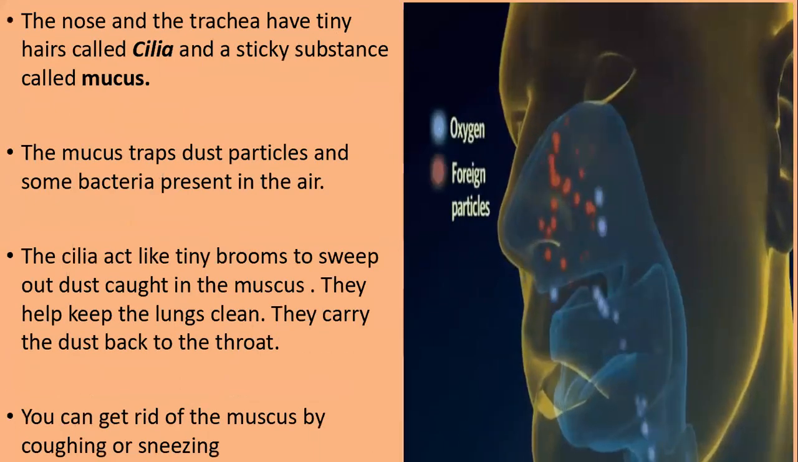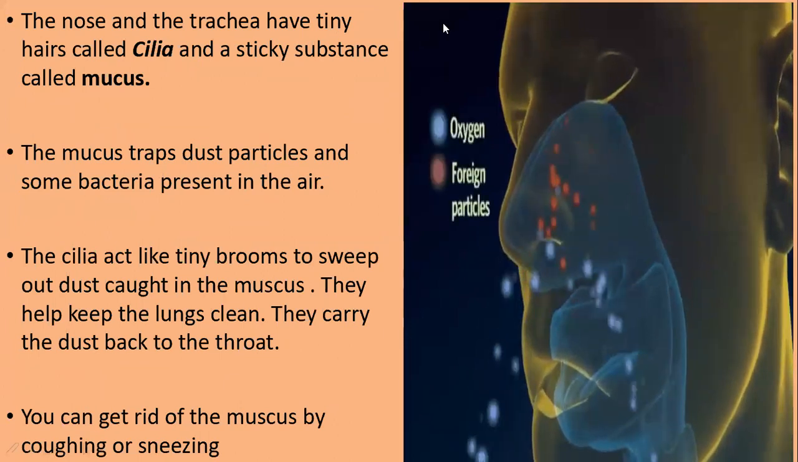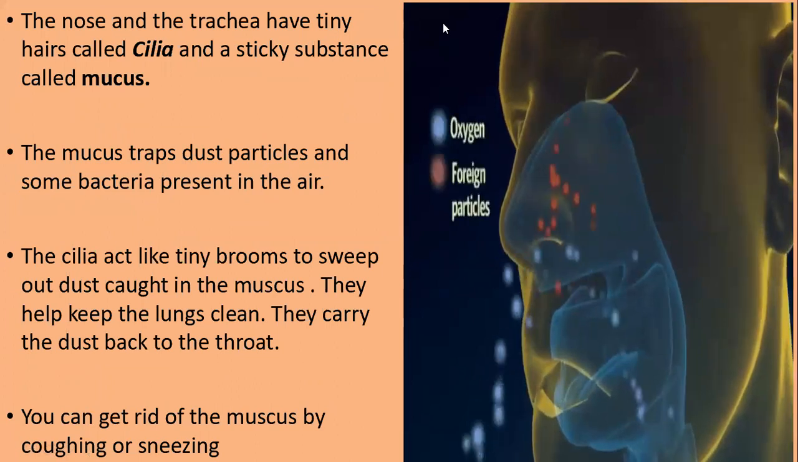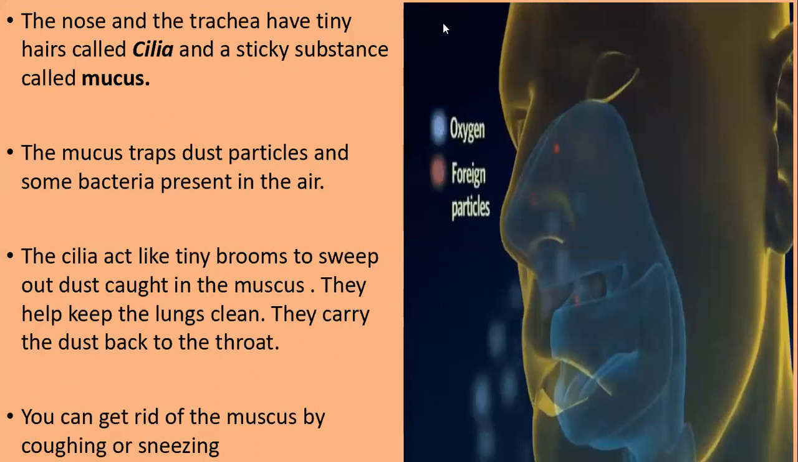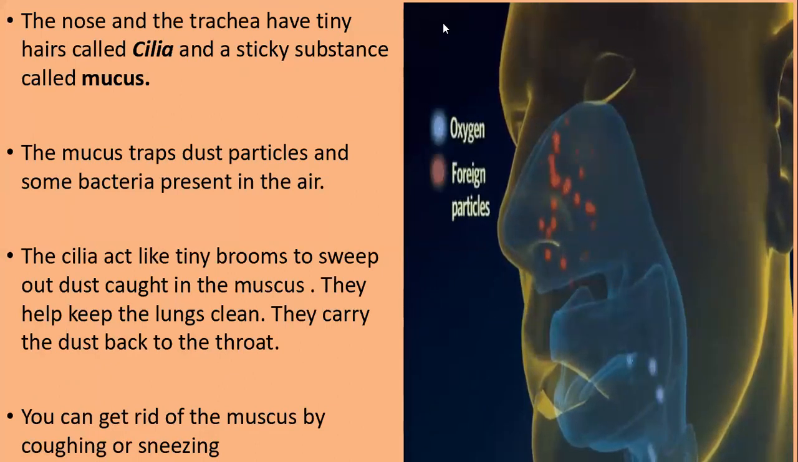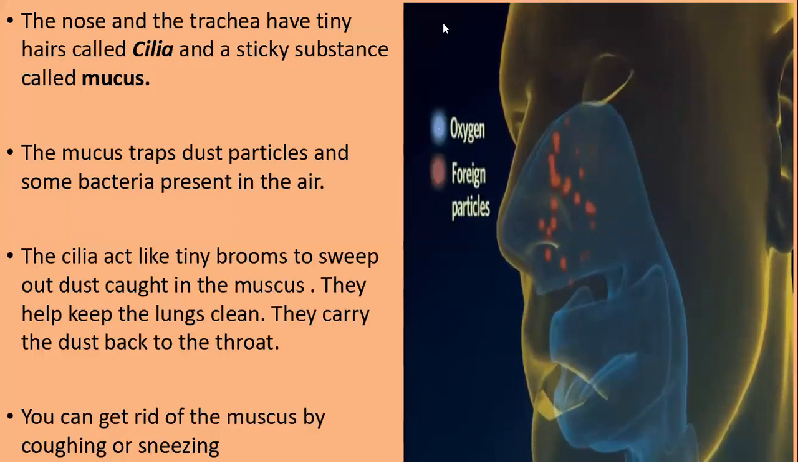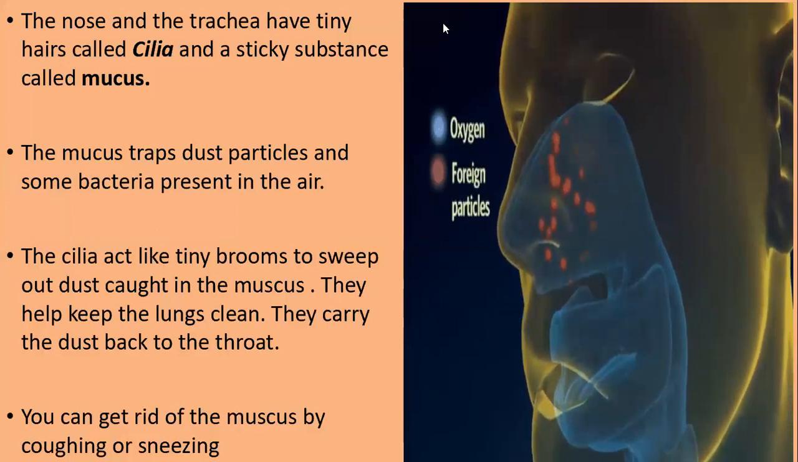The nose and the trachea have tiny hairs called cilia and a sticky substance, mucus. The mucus traps dust particles and some bacteria present in the air. The cilia act like tiny brooms to sweep out dust caught in the mucus. They help keep the lungs clean. They carry the dust back to the throat. You can get rid of the mucus by coughing or sneezing.